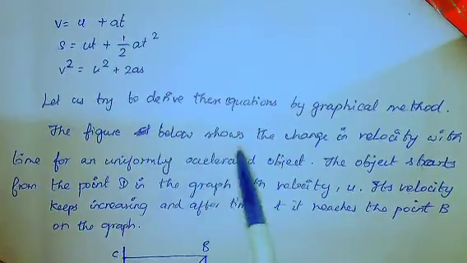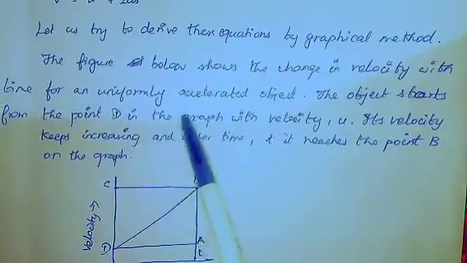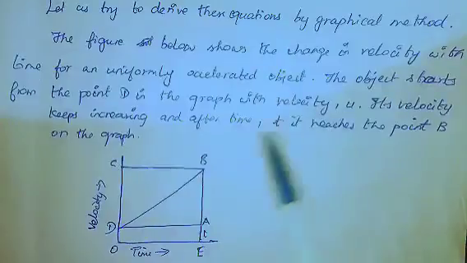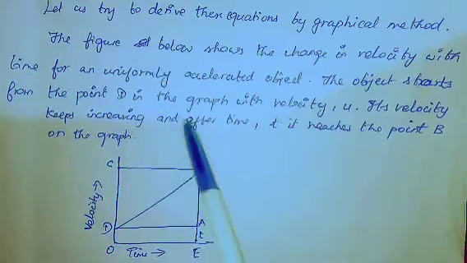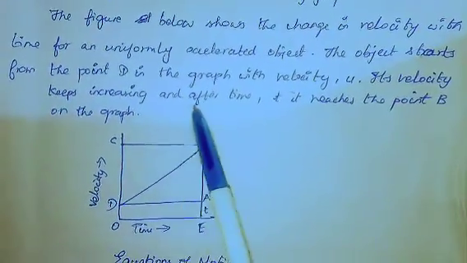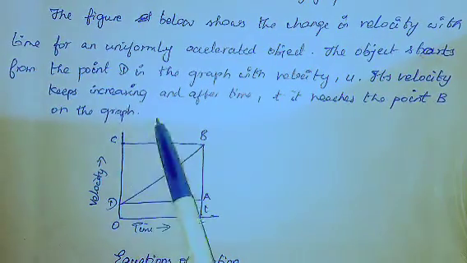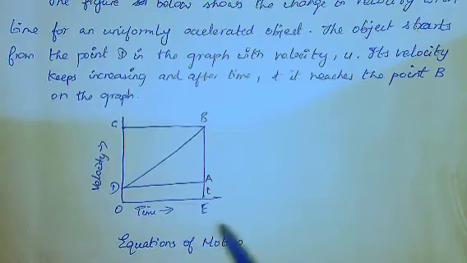The figure below shows the change in velocity with time for a uniformly accelerated object. The object starts from the point D in the graph with velocity u. Its velocity keeps increasing, and after time t it reaches the point B on the graph. So this is the graph diagram.